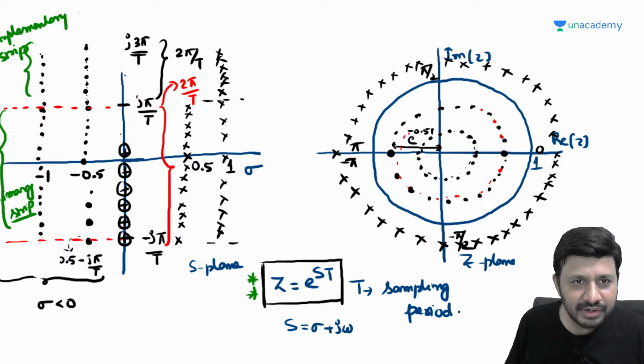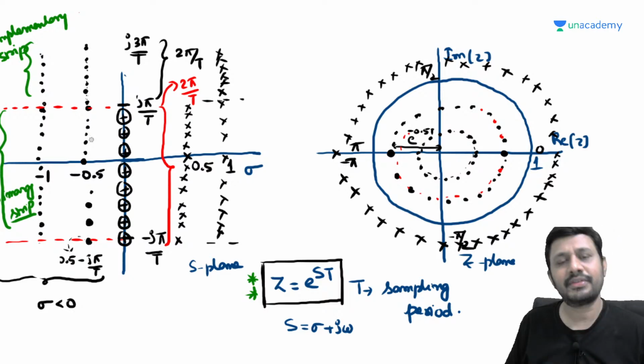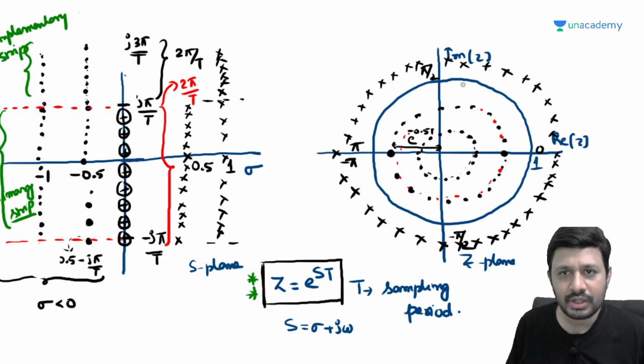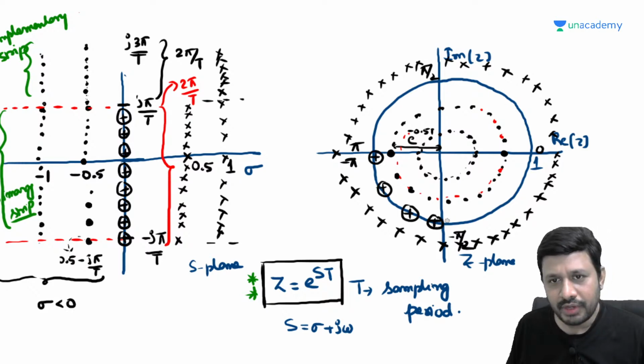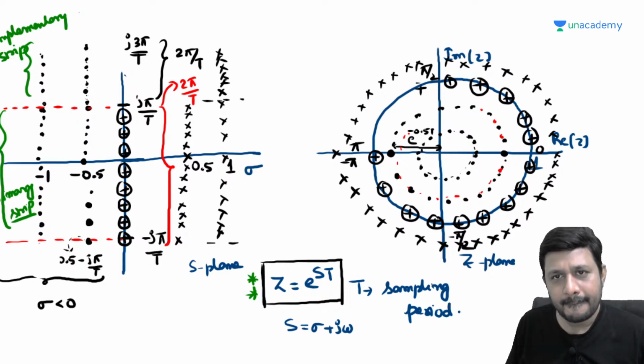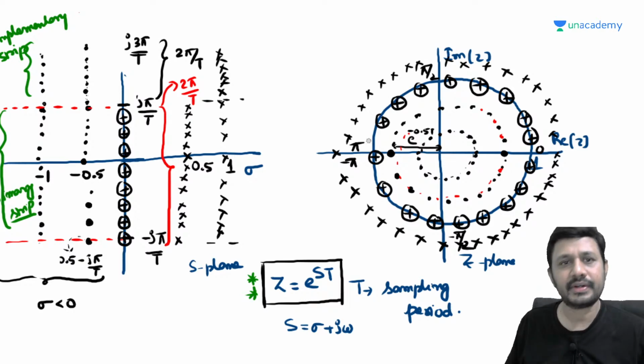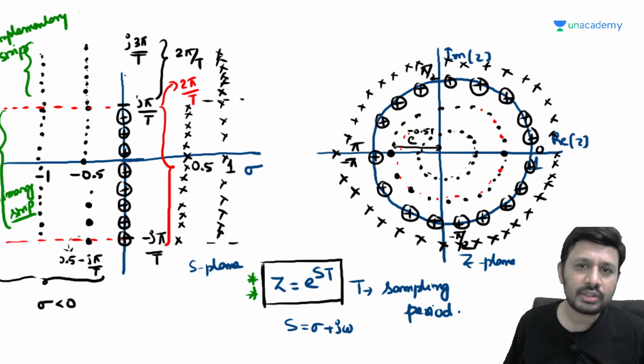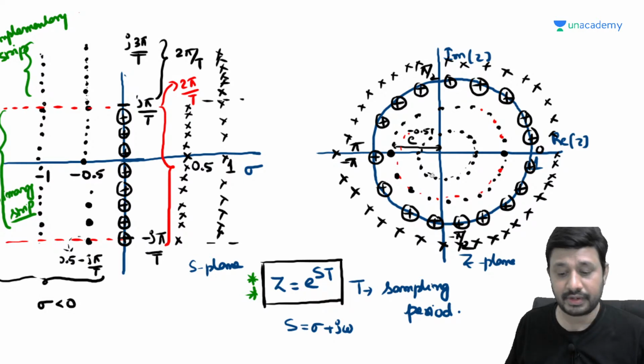You have to consider the primary strip from minus j pi by T onwards. If you take different values, we will get them on the unit circle. Now if you observe, I am using the same symbols in the S plane and the corresponding symbols in the Z plane also. What happens if I go beyond j pi by T? The same unit circle will be traced. So here also, if you go beyond j pi by T, your unit circle will be traced an infinite number of times.